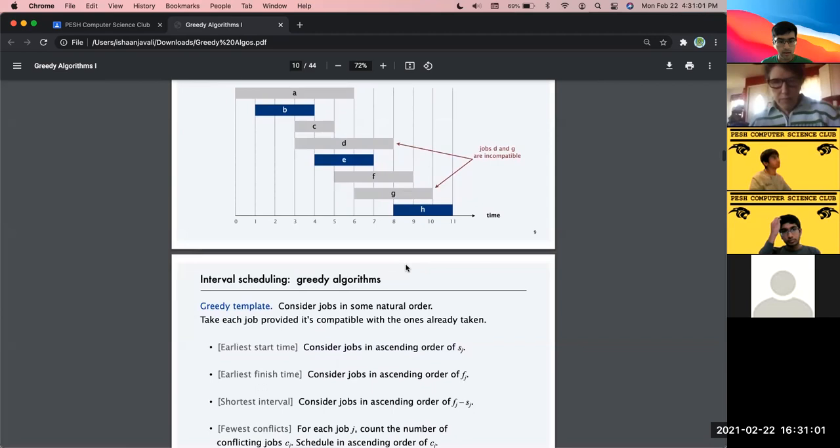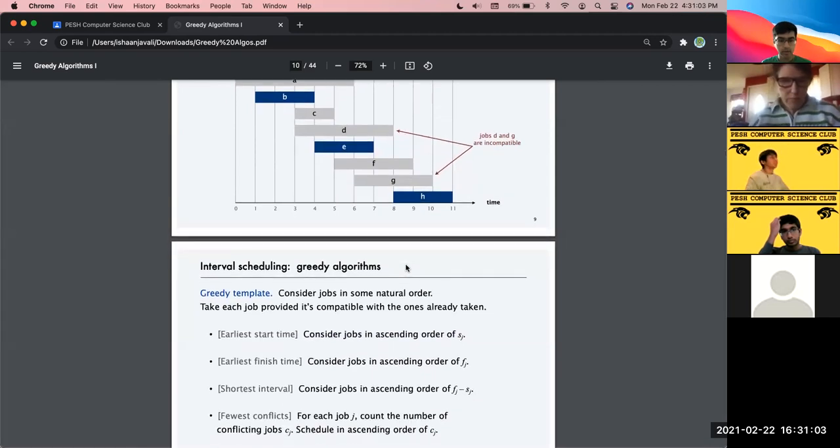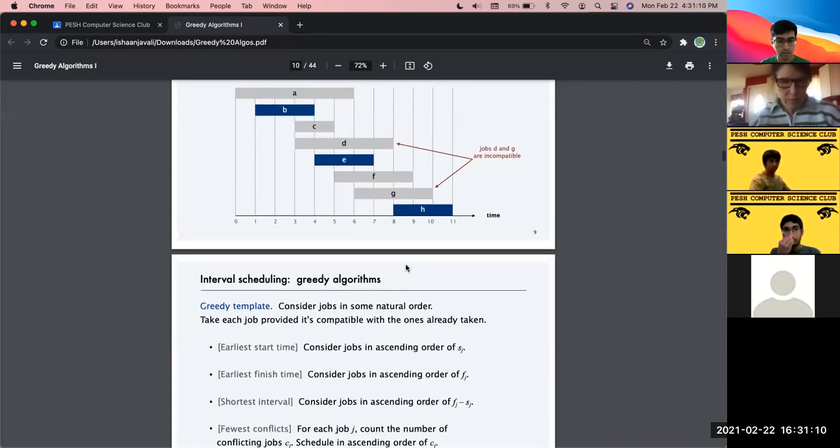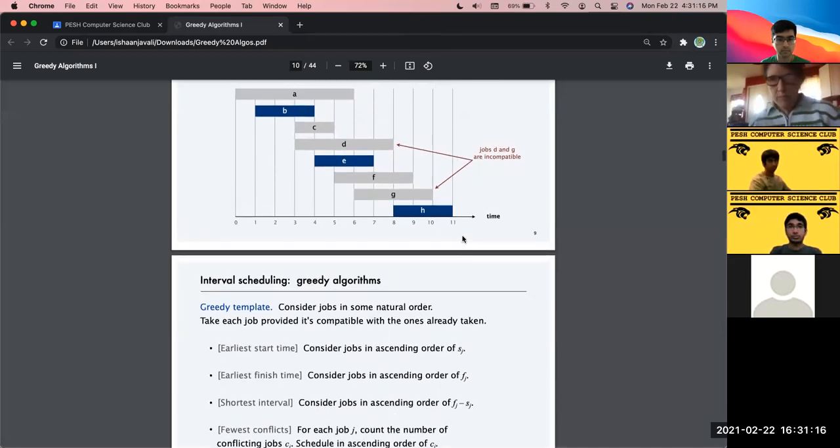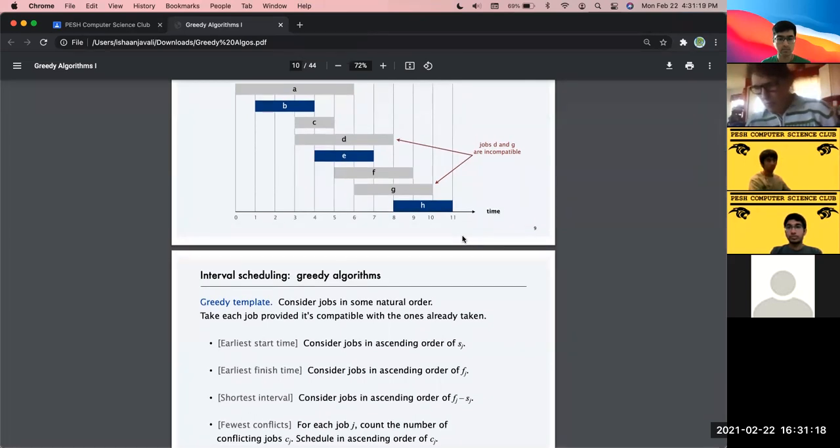Are there any other observations or comments that people want to share? Some combination of shortest interval and fewest conflicts would certainly be nice because that seems like what you want. You want the jobs that don't conflict with other jobs, but don't take too long, as to allow you to find other jobs. Yeah, that's another good idea. Does anybody else have any ideas?